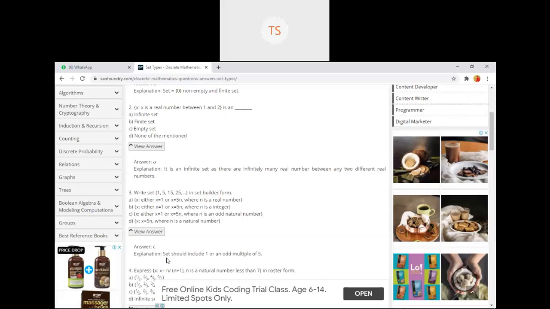Here the explanation is given. The set should include 1 or an odd multiple of 5. Except for 1, all are odd multiples of 5. So what will be the next elements? After 25, we get 5 into 7, 35, then 5 into 9, 45.